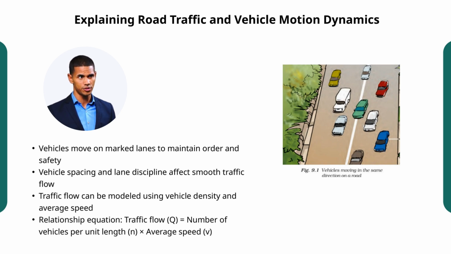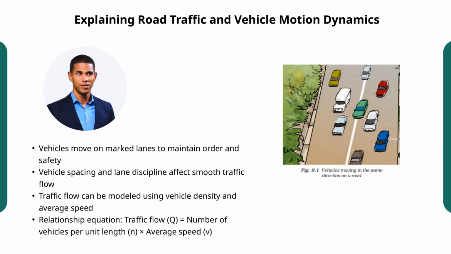Drivers keep safe distances based on speed, weather, and road conditions. Scientists and traffic engineers study these patterns to manage roads better. They use the formula shown in the equation, Q equals N times V. Here, Q stands for traffic flow. How many vehicles pass a point in a certain period?